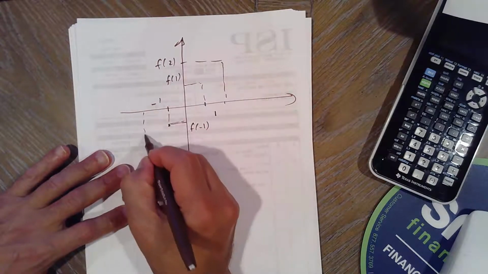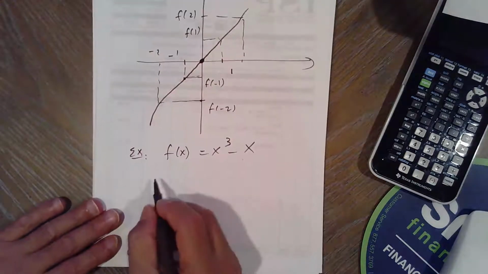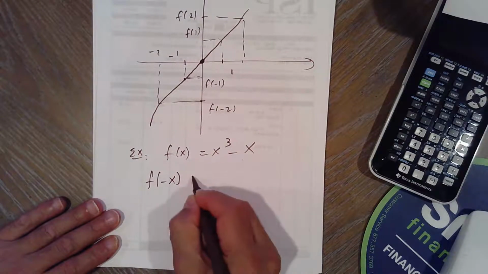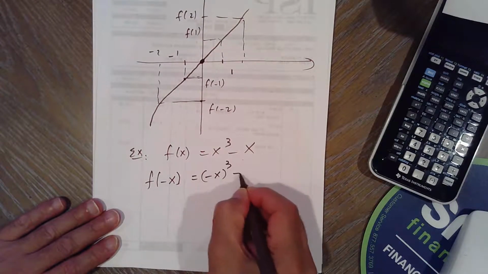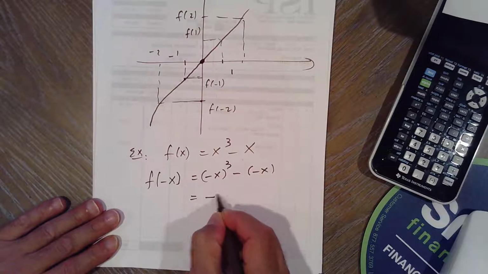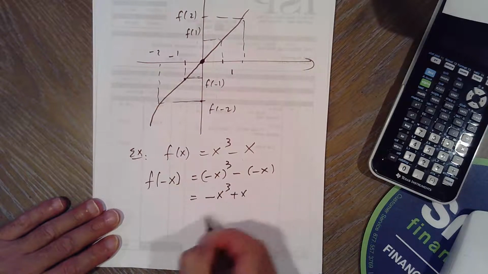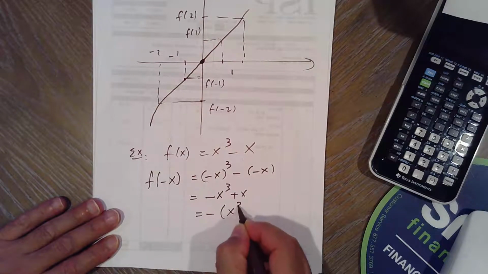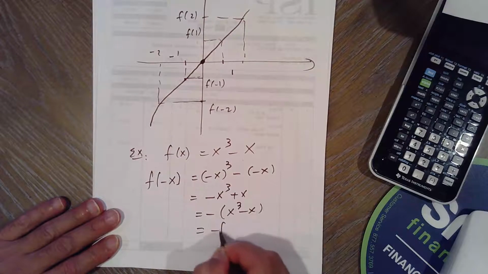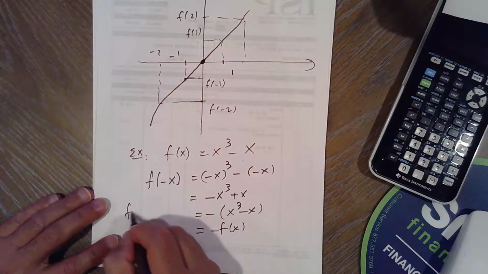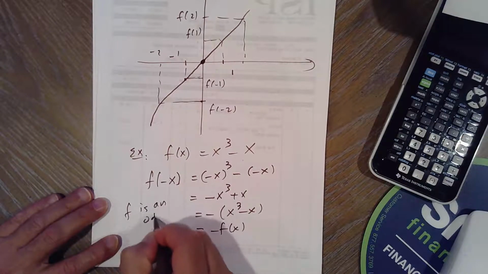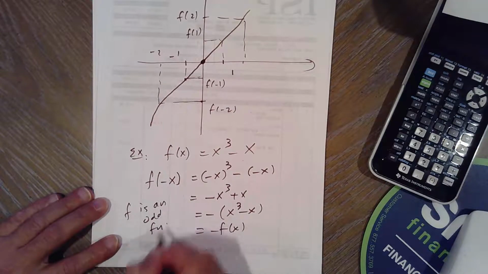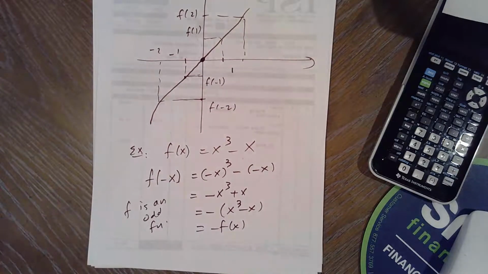then f of negative 2 is the opposite, and you find f of negative x, you get negative x cubed plus x, which is negative the quantity x cubed minus x, and that's why we have an odd function. And if you graph it, it's going to have a graph symmetric about the origin.